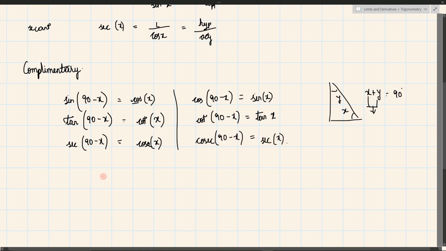So for example, let's say sine of 30 degrees. We know that sine 30 degrees is equal to 1 by 2. The complement of this would be cos of 90 minus 30 degrees, that is nothing but cos 60. We know that cos 60 degrees is also equal to 1 by 2. So this is it.